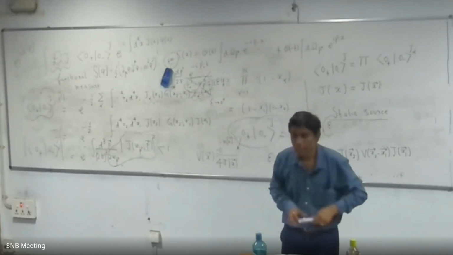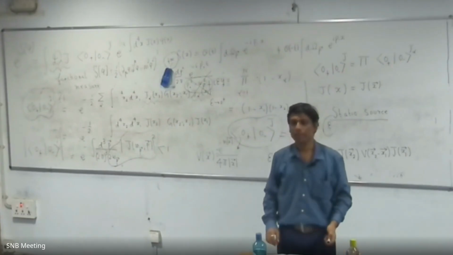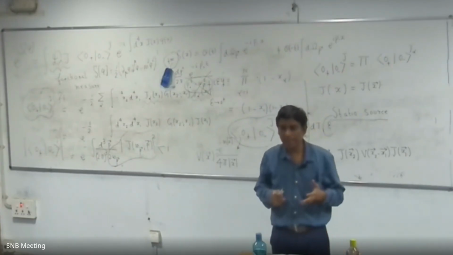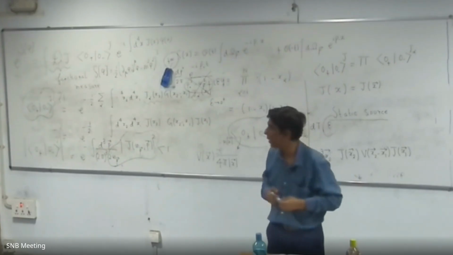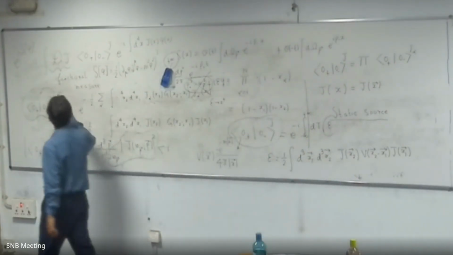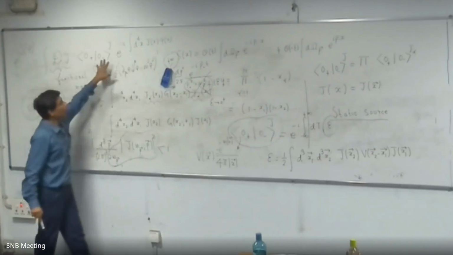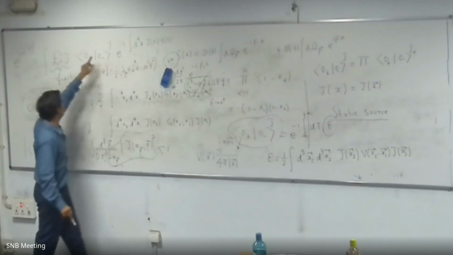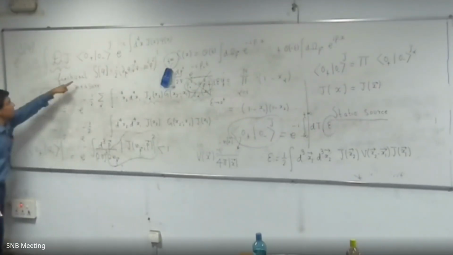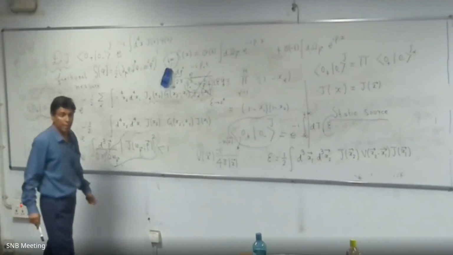So phi(x) is a field. So you have now extracted the hidden field. The fields were hiding inside. Now you have found out the fields from this source picture. You calculate this, make a functional Fourier transform, and you get this. S is the action for the field, the real scalar field.